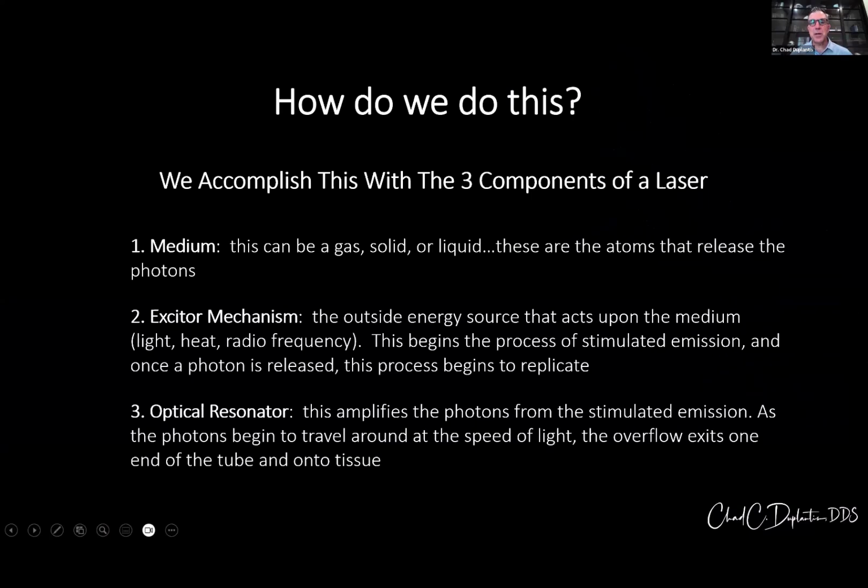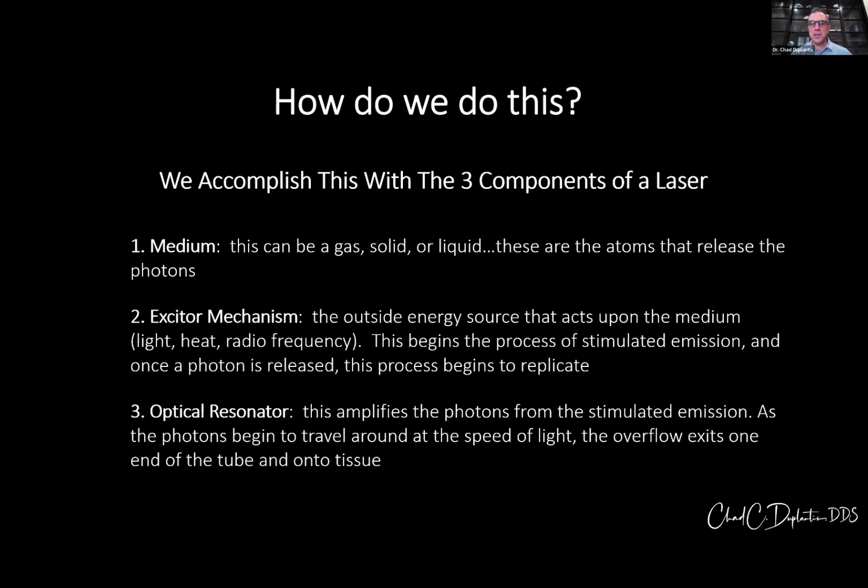How do we do this? Well, there's three components of a laser. The first is the medium. This can be gas, a solid, or a liquid. And these are the atoms that release the photons. The second is the exciter mechanism, which is the outside energy source that acts upon the medium: light, heat, radio frequency, which begins the process of stimulated emission. And once the photon is released, the process begins to replicate. And then finally, there's an optical resonator, and this amplifies the photons from the stimulated emission.